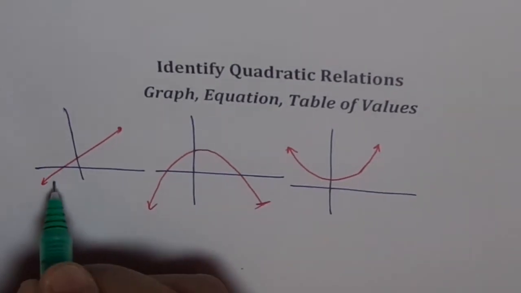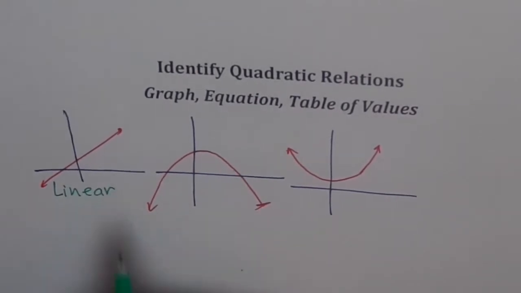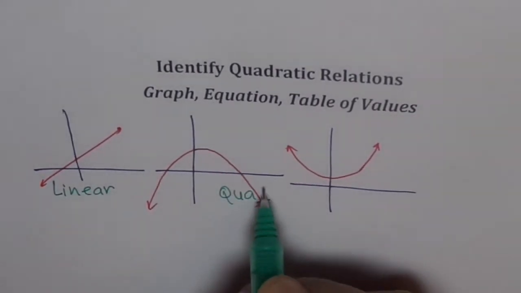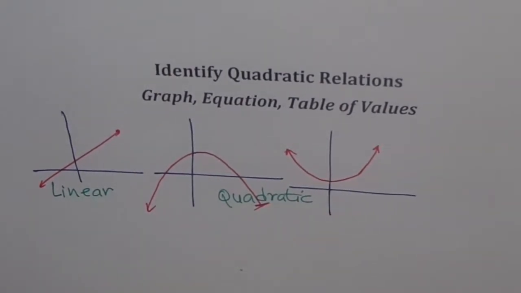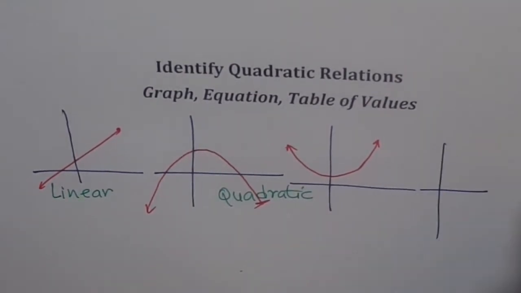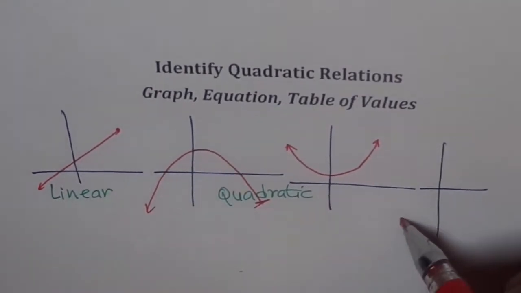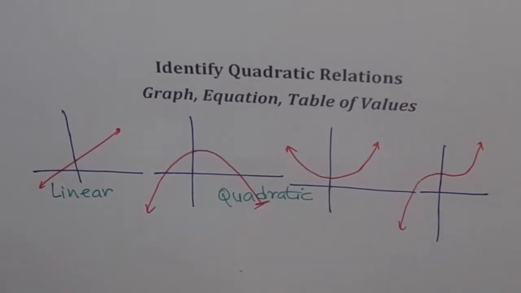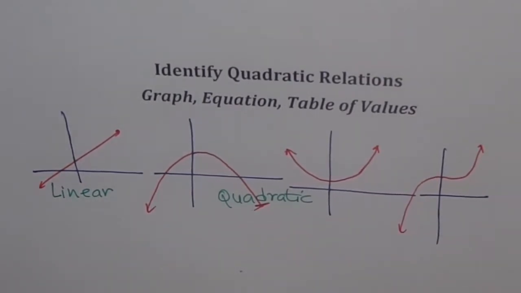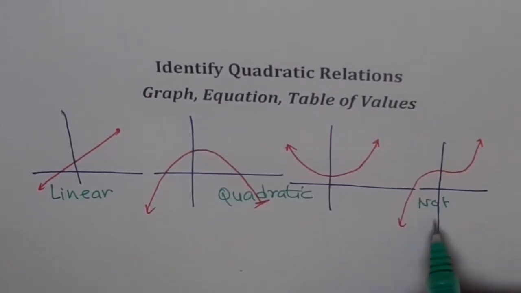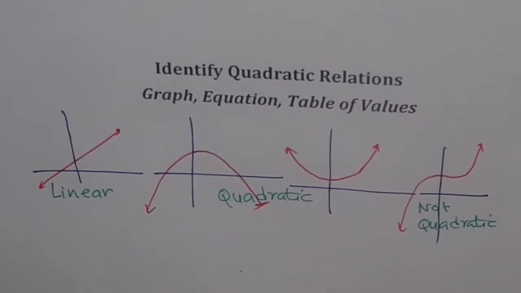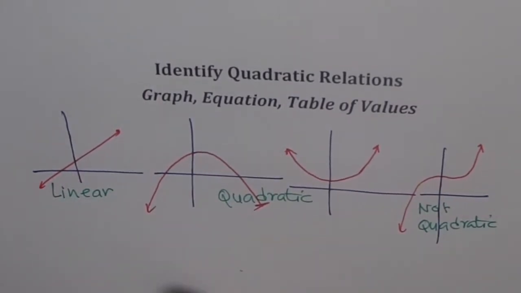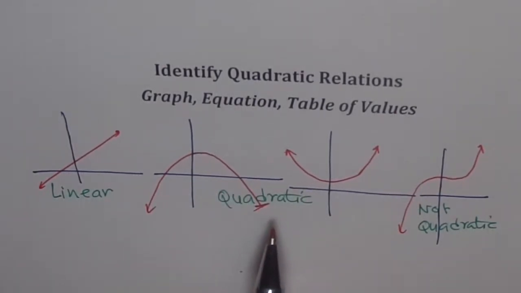So let me write this as a linear function, okay? And this seems to be quadratic. Correct? And if the graph is some other way, let me just draw some other way representing some other polynomial, it is definitely not a quadratic function, right? So for the time being, not quadratic. Okay, so we can say these are non-linear, this is linear, but amongst the non-linear graphs, the thing which is like a parabola seems to be a quadratic.